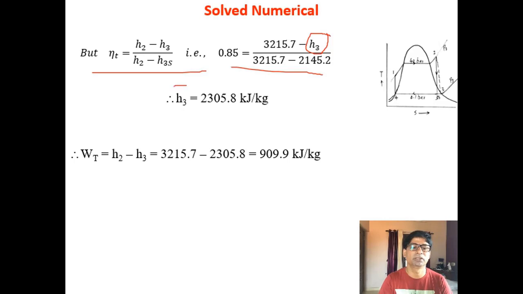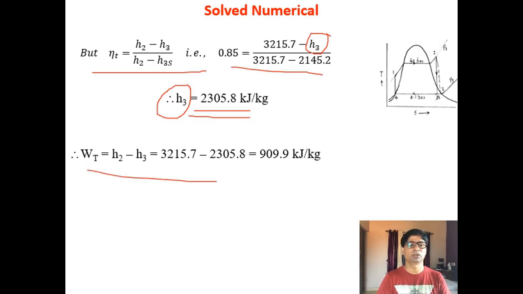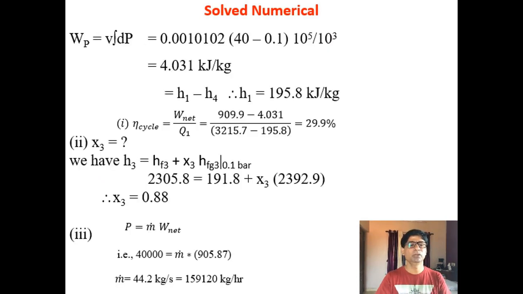So when isentropic efficiency of the turbine is given, this is the way to find out the actual enthalpy at the end of the actual expansion in the turbine, that is 2 to 3 process. So H3 you will get as 2305.8 kilojoules per kg, and you can find out turbine work output as H2 minus H3 as 909.9 kilojoules per kg.